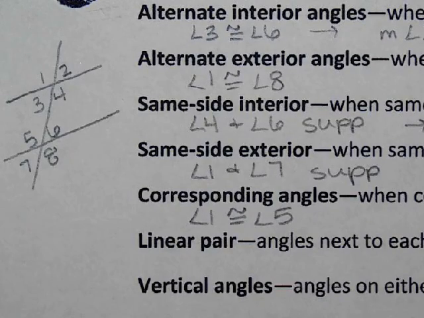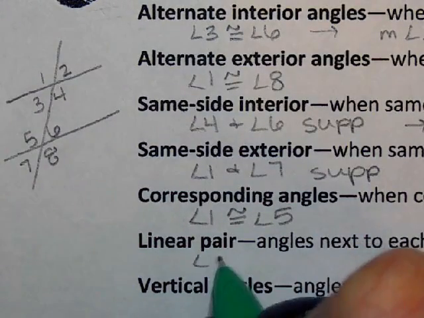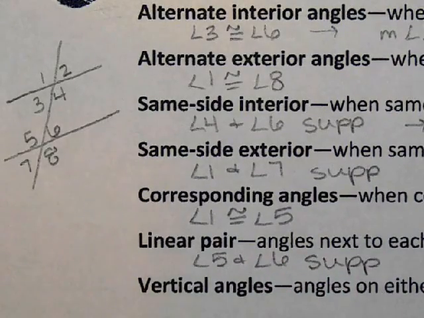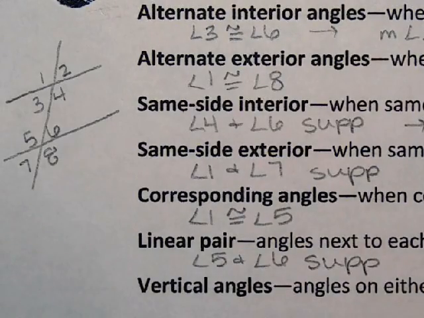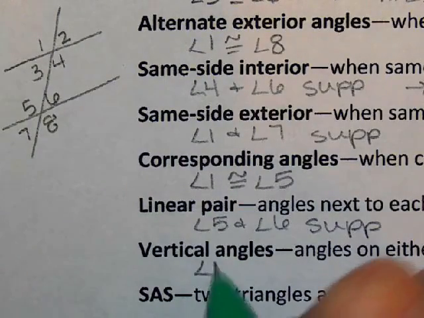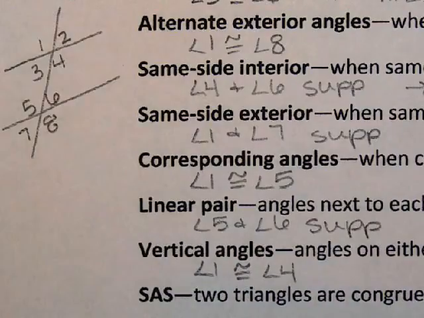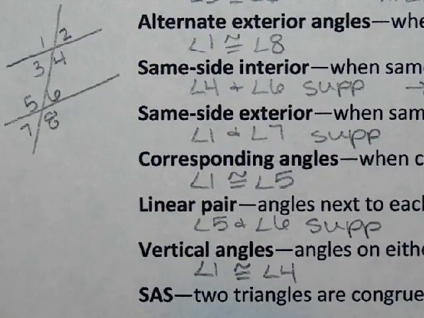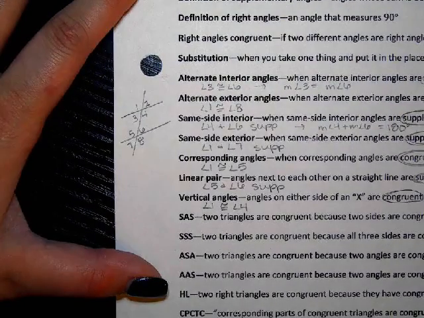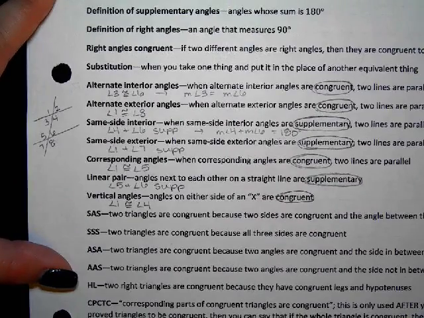All right, which ones are a linear pair? 5 and 6. Angle 5 and angle 6 are supplementary. Okay. And then which ones are vertical angles? 1 and 4. Angle 1 is congruent to angle 4. Okay. So I went ahead and circled those keywords in each of those definitions.